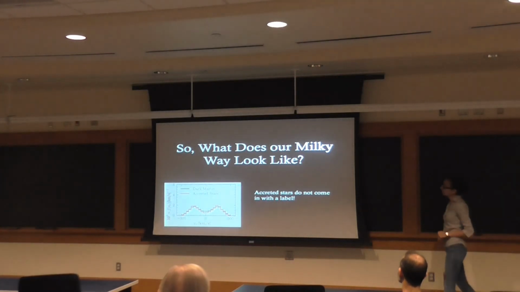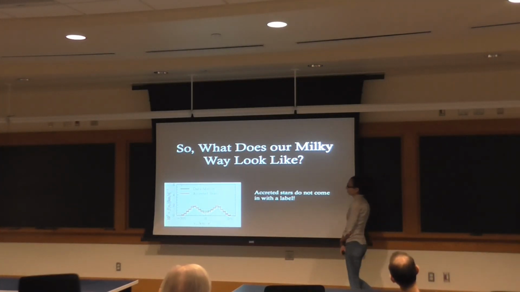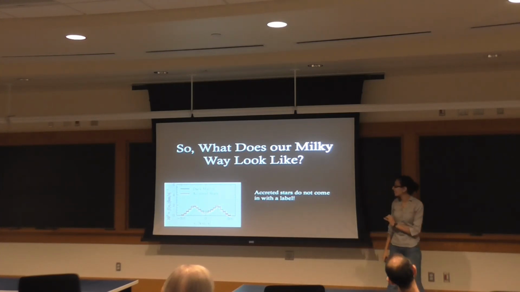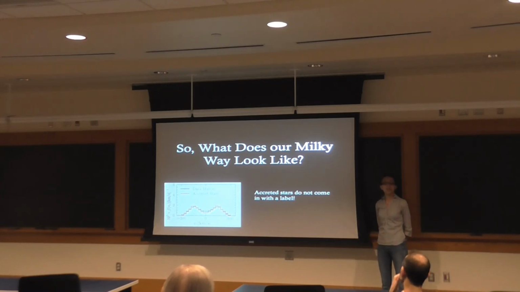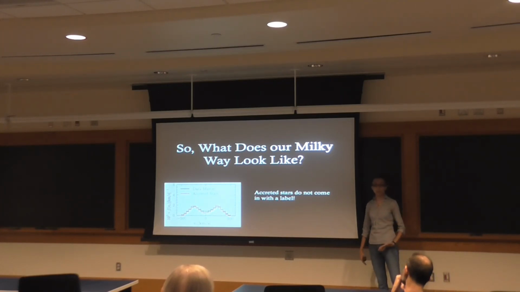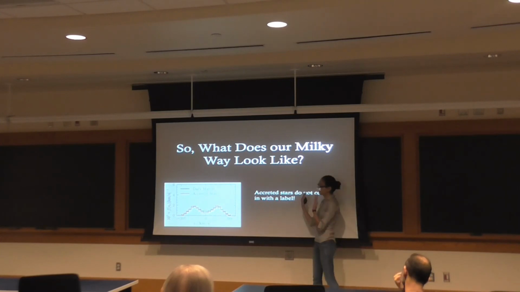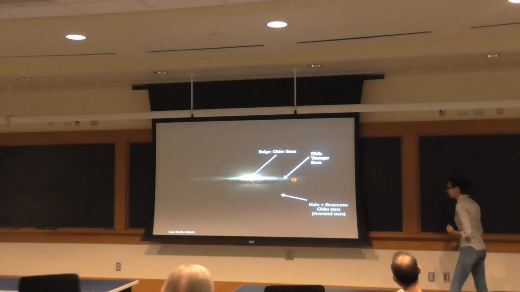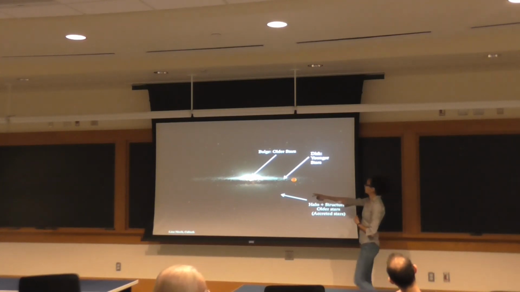Okay, so again, that was simulations. What does the actual Milky Way look like? Well, the catch here is that accreted stars do not come in with a label. So we need to figure out how to disentangle the stars that actually came in from mergers from the stars that are just born in the Milky Way. So this is what the Milky Way looks like. Again, this is where we live.